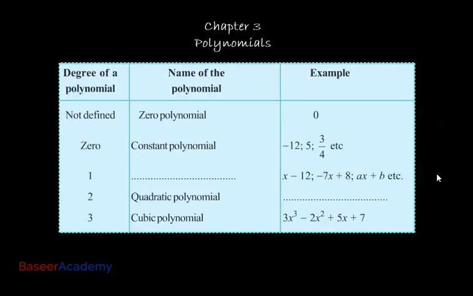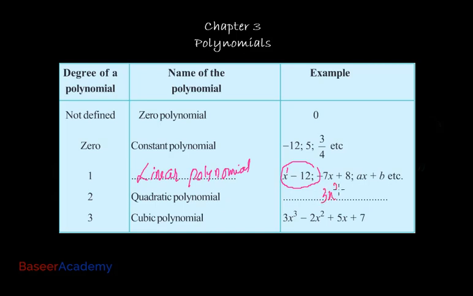Now what is the degree of a polynomial? If the degree of the polynomial is 1, then it is known as a linear polynomial. See here, if you consider this case, x minus 12, what is the degree? The degree is 1, because if you don't see a power of x, then we say that it is raised to the power 1. So when the degree is 1, it is known as a linear polynomial. A quadratic polynomial will have a degree 2.